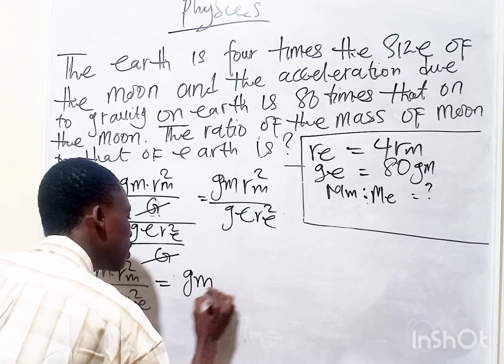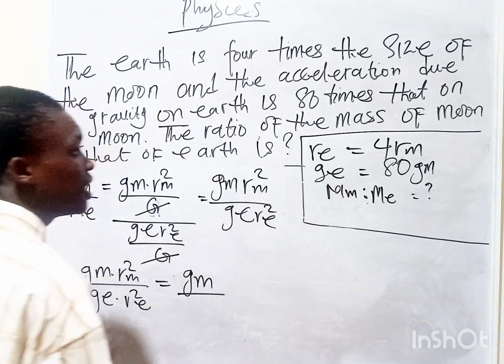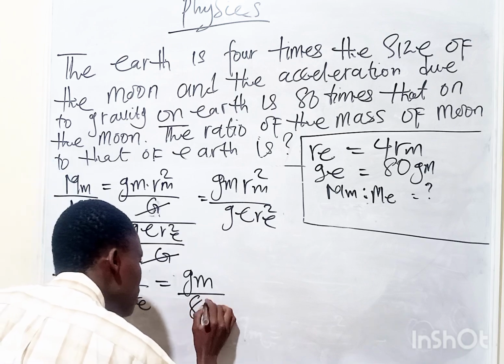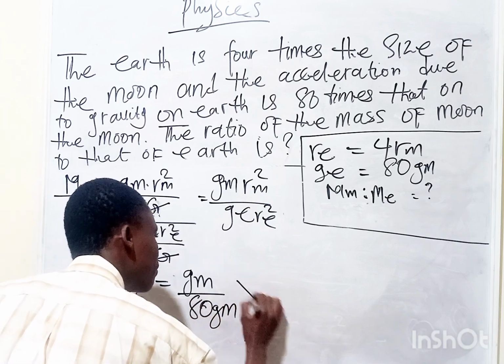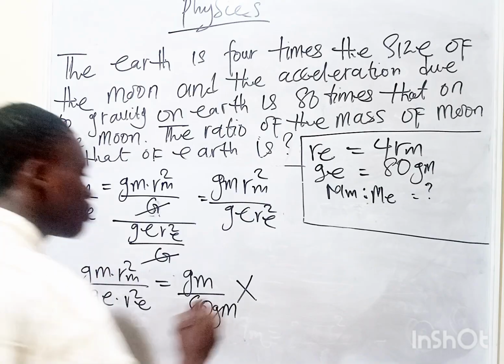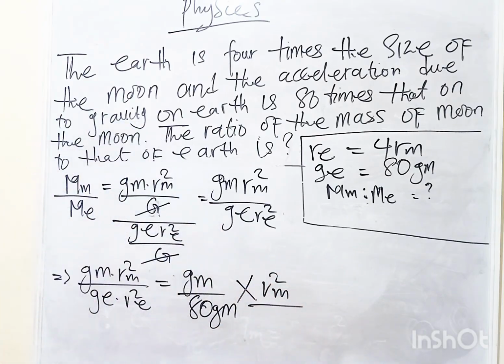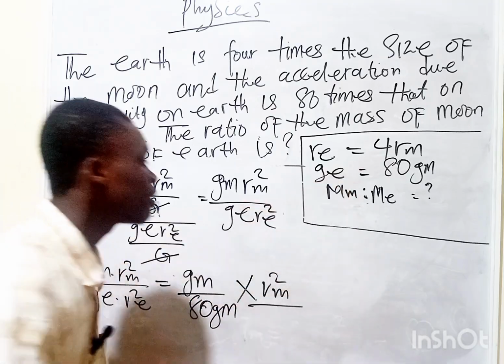Gravity of the Moon all over our gravity of Earth. Was it given? Yes, gravity of Earth was given as 80 g, times our radius of the Moon. Was it given? No, radius of the Moon was not given, so we leave it like that. Radius of the Moon all over, was the radius of Earth given? Yes, the radius of Earth was given.